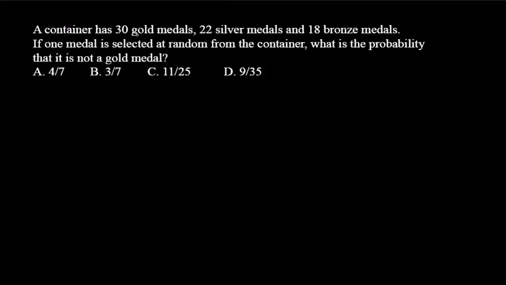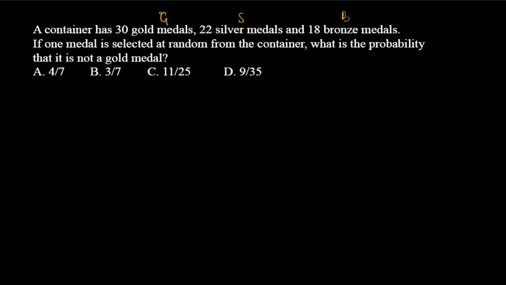A container has 30 gold medals, 22 silver medals, and 18 bronze medals. If one medal is selected at random from the container, what is the probability that it is not a gold medal? So I'm going to represent the gold medals with G, the silver medals with S, and the bronze medals with B.